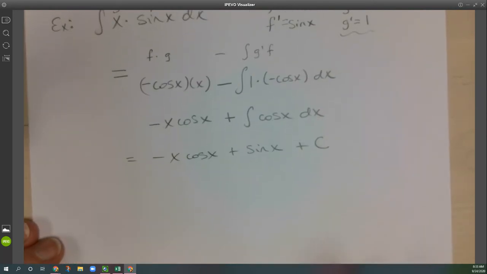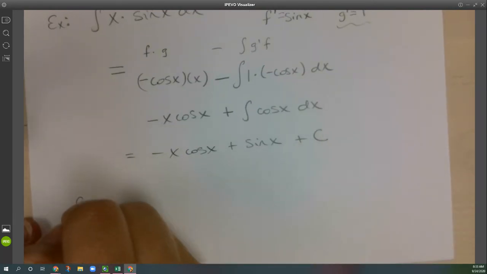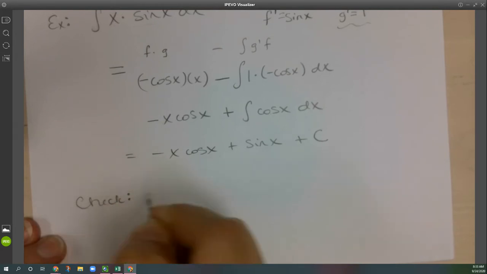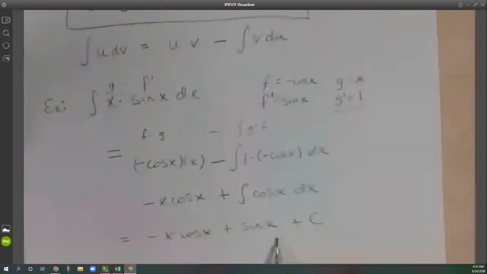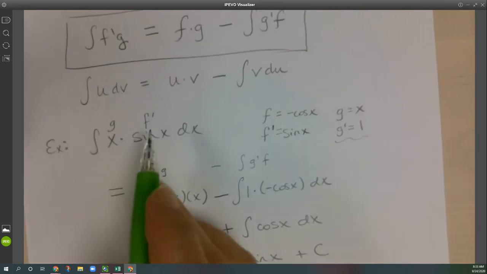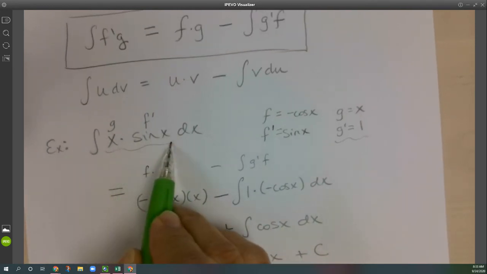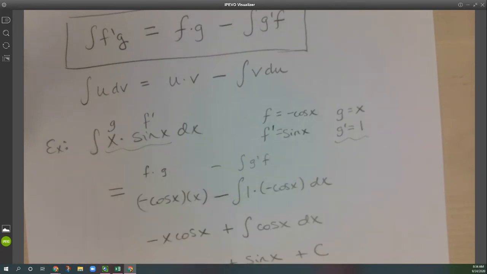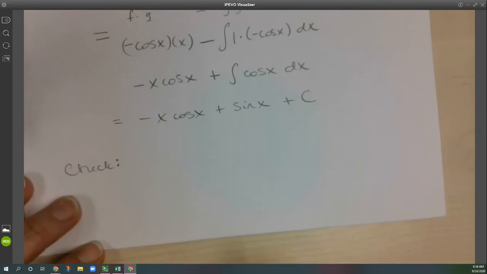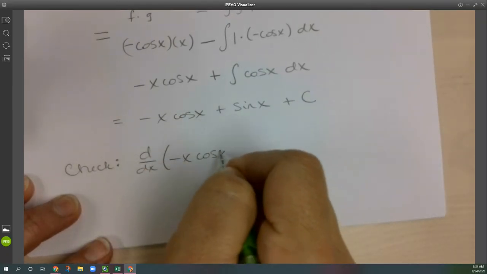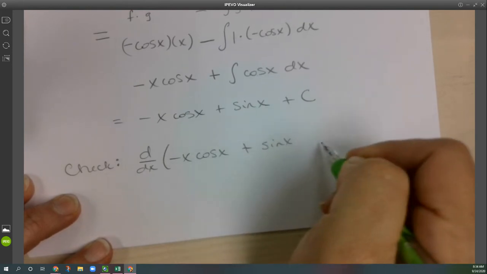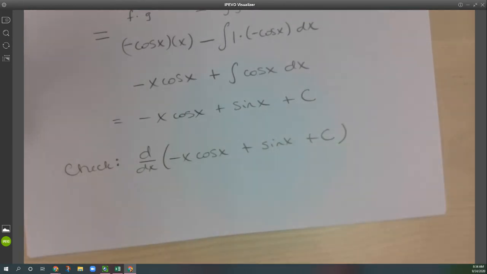Now, I don't expect you to do this every time, but I do want to show you that this works. Let's check. If this works, I should be able to take a derivative of this and end up with x times sine x, because we just integrated it and got this answer. So if I take a derivative of this answer, I should get what I started with. So let's take a derivative of negative x cosine x plus sine x plus c.